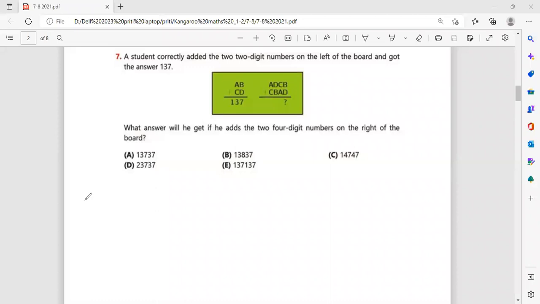Now let's read question number 7. A student correctly added the two digit numbers on the left of the board and got the answer 137. What answer will he get if he adds the two four digit numbers on the right of the board? The numbers that we have are ADCB and CBAD. And here what they have given us is AB plus CD is 137.